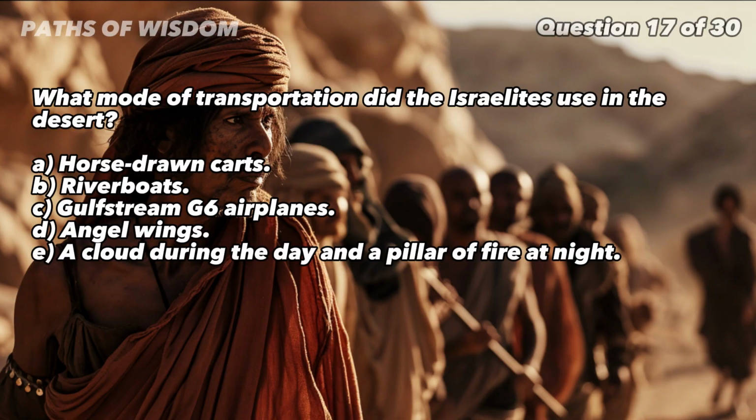Question 17. What mode of transportation did the Israelites use in the desert? Option A, horse-drawn carts. Option B, riverboats. Option C, Gulfstream G6 airplanes. Option D, angel wings. Option E, a cloud during the day and a pillar of fire at night.